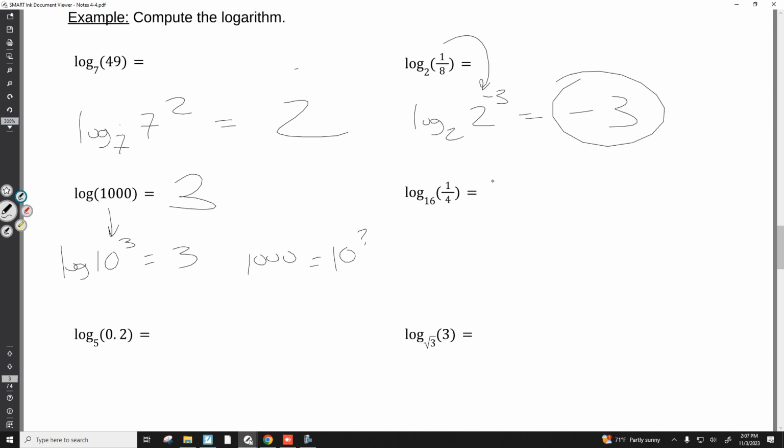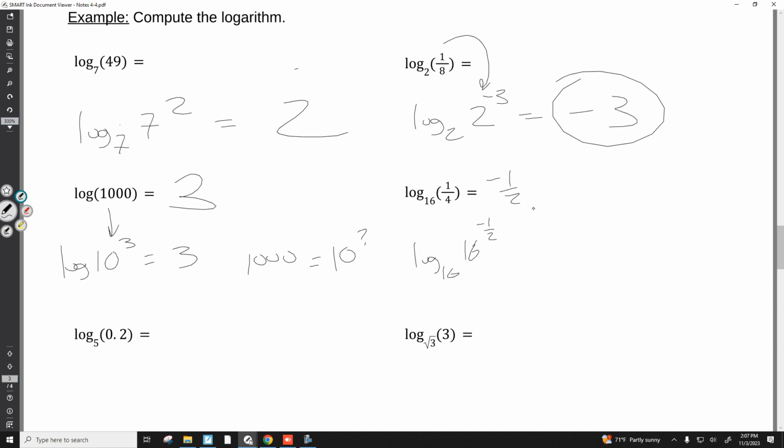16 square rooted is 4. So a 1/2 power would give me 4. A -1/2 power will give me 1/4. Now let's say you can't get that right off the bat. Well, maybe you write this as log base 16 of 1/4, and then you're thinking, oh, I got to flip it, and okay, there you go, there's a -1/2.